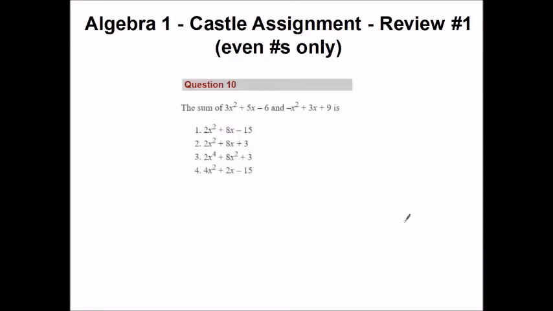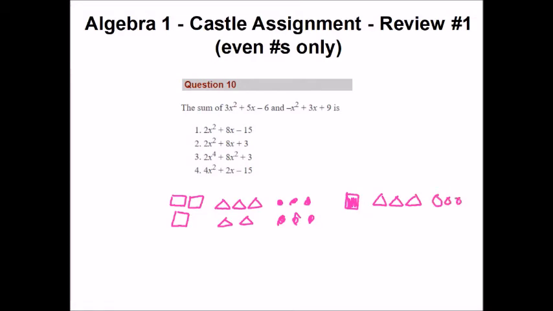Number 10, the sum of 3x squared plus 5x minus 6 and negative x squared plus 3x plus 9. Now I'm going to take it the long way. I'm going to draw pictures. So I'm going to use these as 3x squared plus 5x. I'll use triangles, and minus 6. So I'll kind of shade in some dots here. And then negative x squared, so I'm going to shade in a square, plus 3x, and then plus 9. I'll just do not filled in circles.